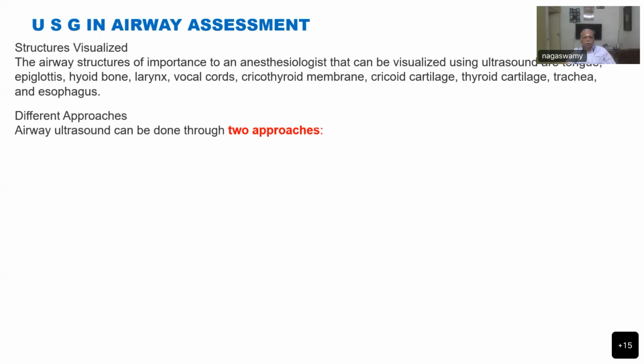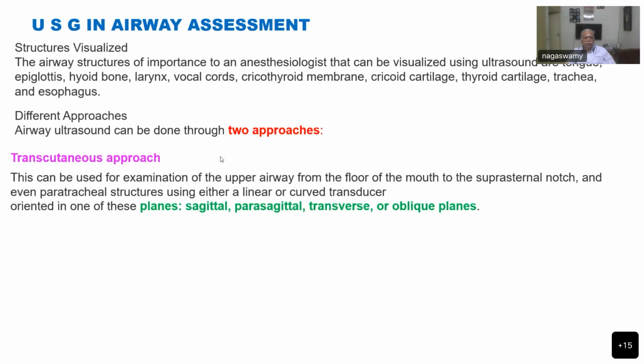And there are majorly two approaches. One is called the transcutaneous approach, which is regularly used in practice. It examines the upper airway from the floor of the mouth to the suprasternal notch. This is the area through which you can do the examination, and even paratracheal structures can be examined using either a linear or curved transducer.